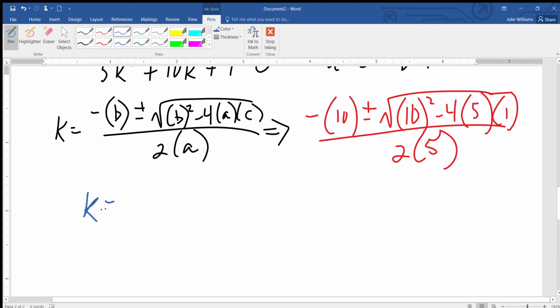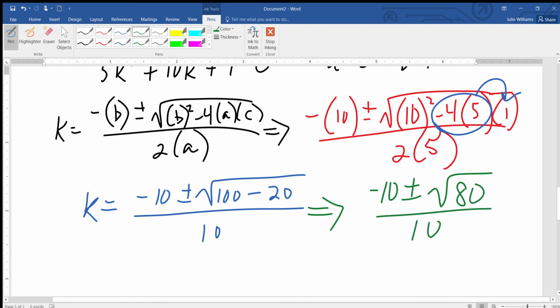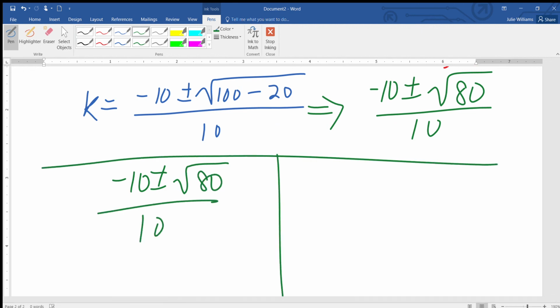So k is going to be equal to negative 10 plus or minus the square root of 100, because 10 squared is 100. It's going to be minus 20, because negative 5 times 4 is negative 20. Negative 20 times 1 is negative 20. All over 10. Simplify step again. So negative 10 plus or minus the square root of 80 all over 10. Okay, so I'm going to rewrite what we just got. So negative 10 plus or minus the square root of 80 all over 10. All right, so we're looking at the square root of 80 right now.